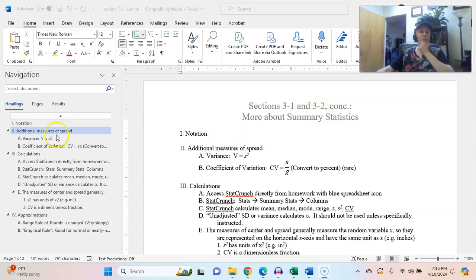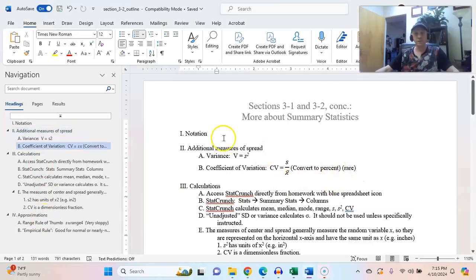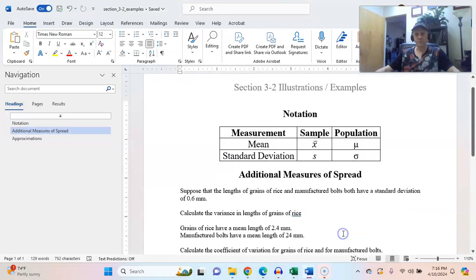And our main topics today will include notation, additional measures of spread, calculations, and approximations. Okay, starting with notation. Let's take a look at this table. The notation refers to different symbols that we use for different statistics and parameters. I'd have to say this is pretty important.